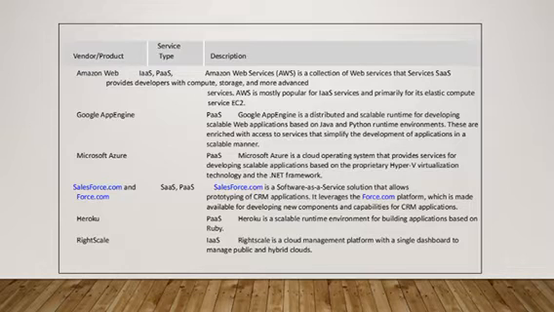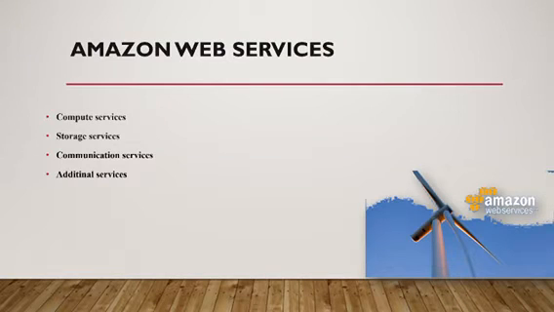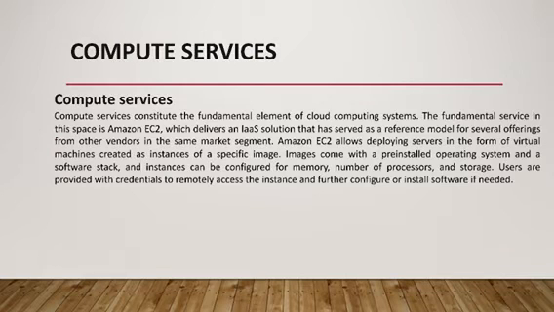Amazon Web Services provides infrastructure, platform, and software as a service, whereas Google App Engine and Microsoft Azure provide only platform as a service. These are some of the services provided by AWS, that is compute, storage, communication, and additional services. Compute services constitute the fundamental element of cloud computing. The fundamental service is Amazon EC2, which delivers infrastructure as a service to the vendors. The users are then provided with the credentials to remotely access the instance and further configure or install the software if needed.